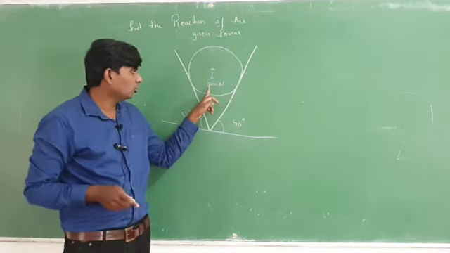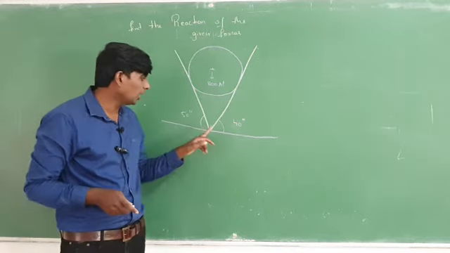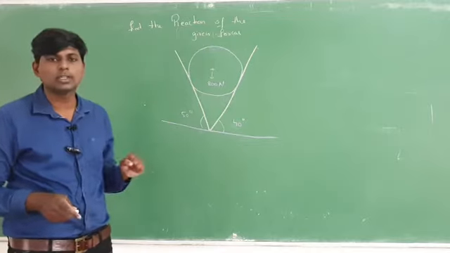Here the sphere weight is equal to 800 Newton. And here the angle is equal to 50 degree, and here the angle is equal to 40 degrees. So what you have to do? You have to find out the reaction.